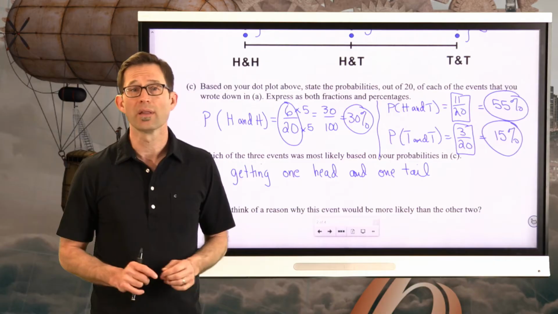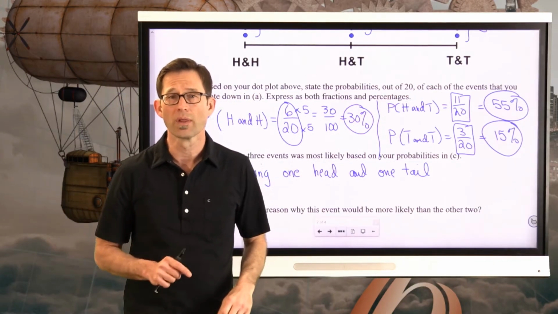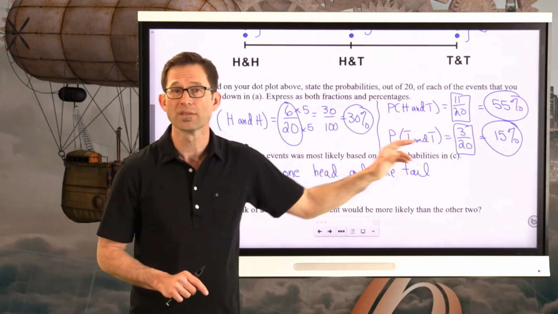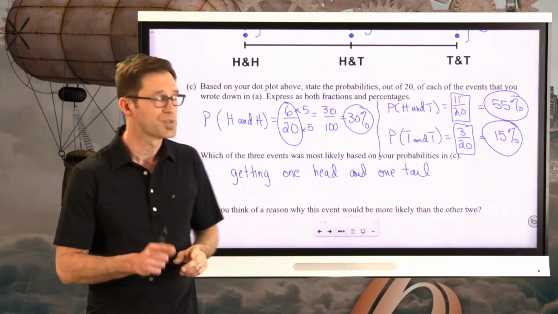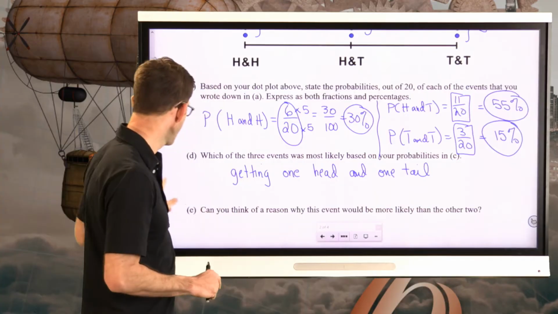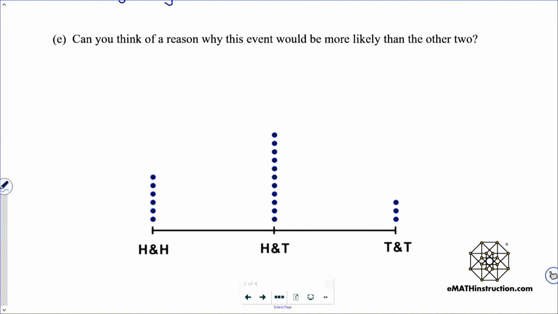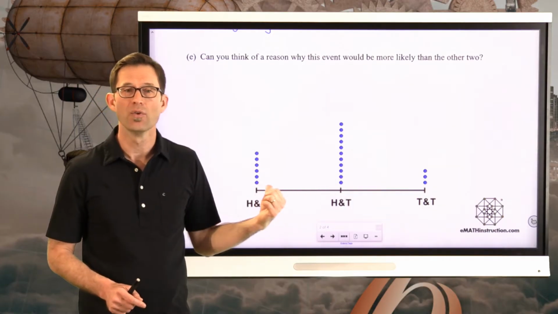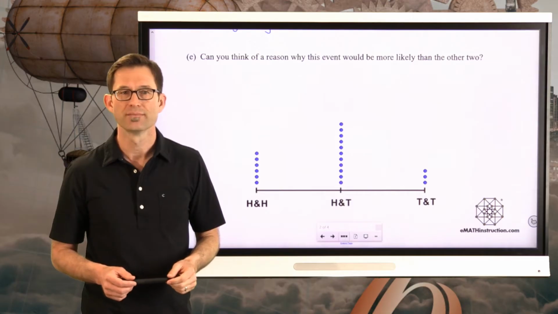Now, you could have gotten something different, but spoiler alert, this is what we would expect. So we would expect getting one head and one tail to be the most likely of these three. So these are not equally likely outcomes. A head and a head, a tail and a tail, those should have been equally likely. For me, they weren't, all right? So I did get more of these than I got of these, but this is definitely your clear winner. So let's take a look at the last question in this problem. Can you think of a reason why this event would be more likely than the other two? All right, why do I have more dots above this one than I do above these two? Pause the video now and consider that question.